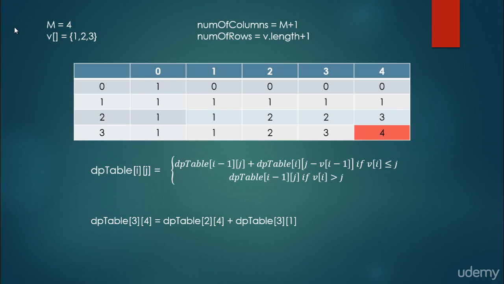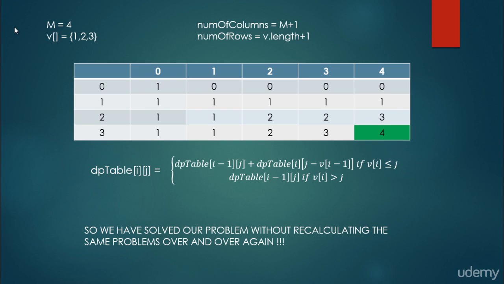Then we have to use again this formula because the vi is less than j. So 3 plus 1 is equal to 4. And this is the value we are looking for. So we have solved our problem without recalculating the same problems over and over again.